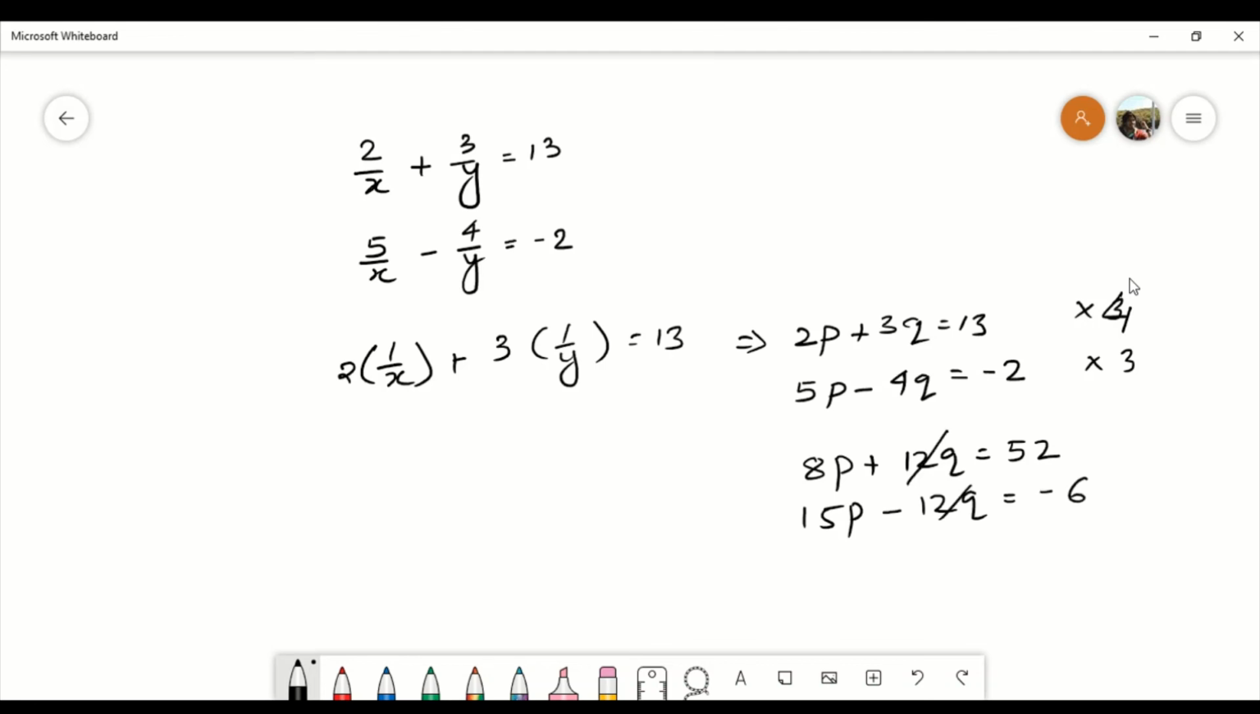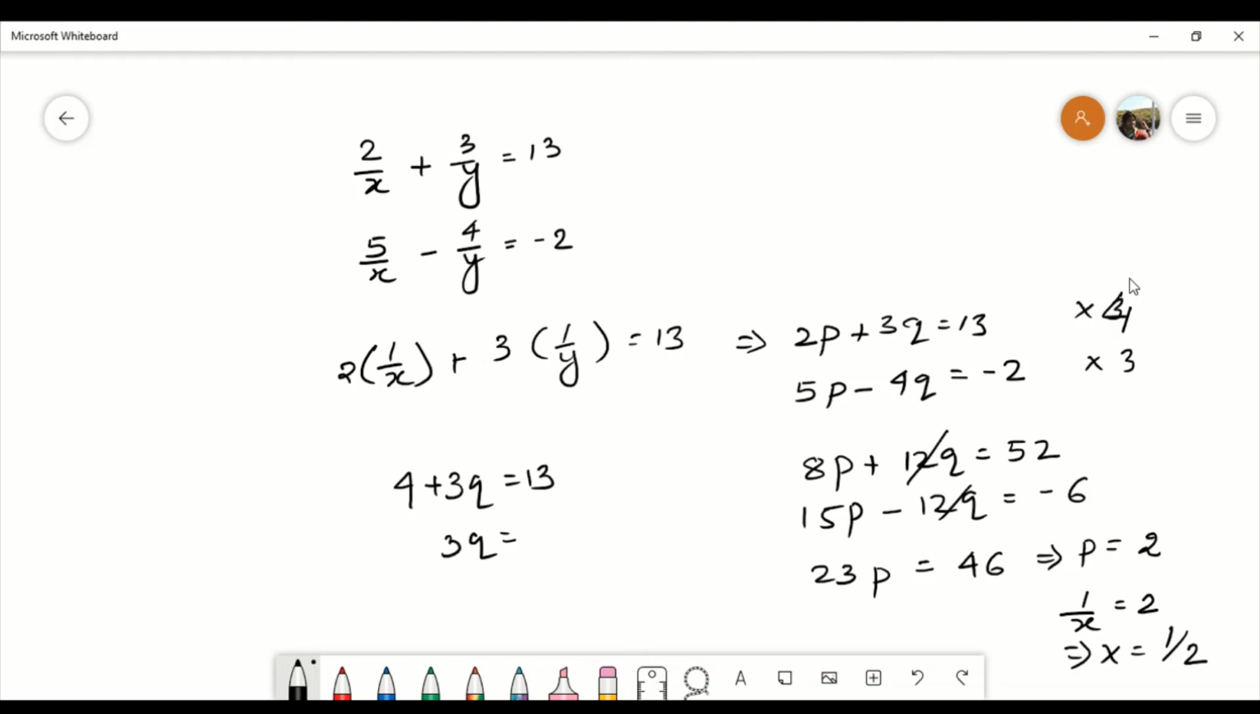So these will be cancelled out if we add them together, and we get 23p equal to 46, which gives us p equal to 2. So since p is equal to 2, that means 1 upon x equal to 2, which means x equal to 1 upon 2. Now we can put this value of p in one of the equations. So let's say I put it in the first equation. So I get 4 plus 3q equal to 13. So 3q equal to 9 and q equal to 3, which means 1 by y equal to 3, which means y is 1 upon 3, right?